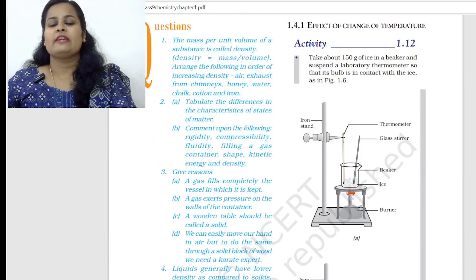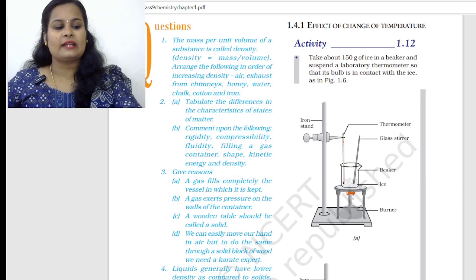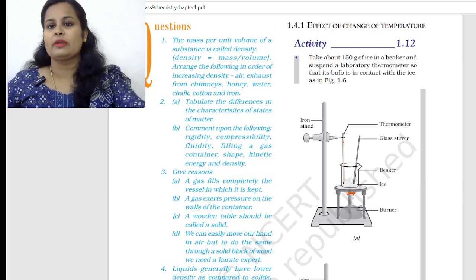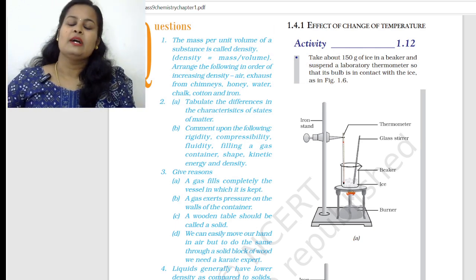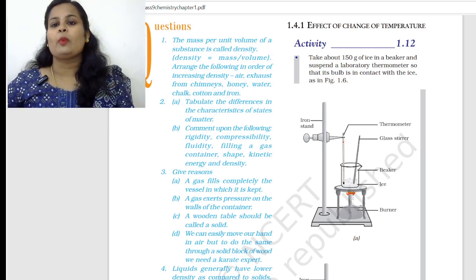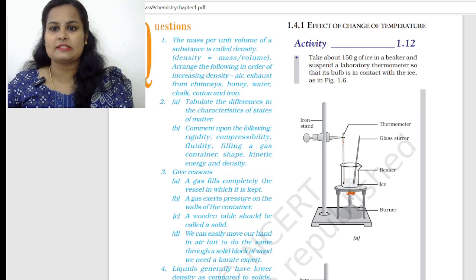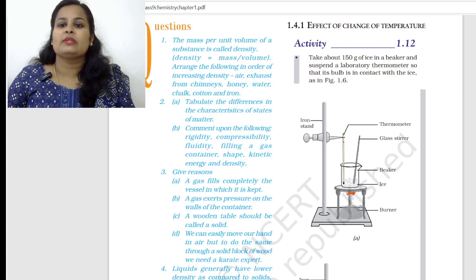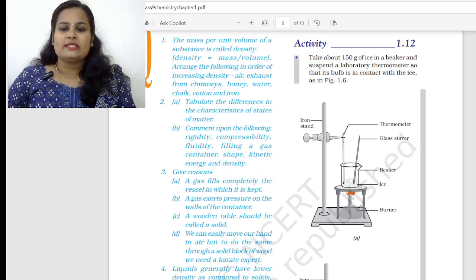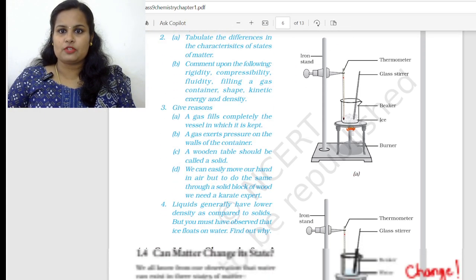So let's check the effect of change of temperature. This is activity 1.12. I hope everyone is ready with your notebook as well as the textbook. Okay, so let's see this activity. Take about 150 gram of ice in a beaker and suspend a laboratory thermometer so that its bulb is in contact with the ice, as they have shown in figure 1.6. This is the setup they have shown.